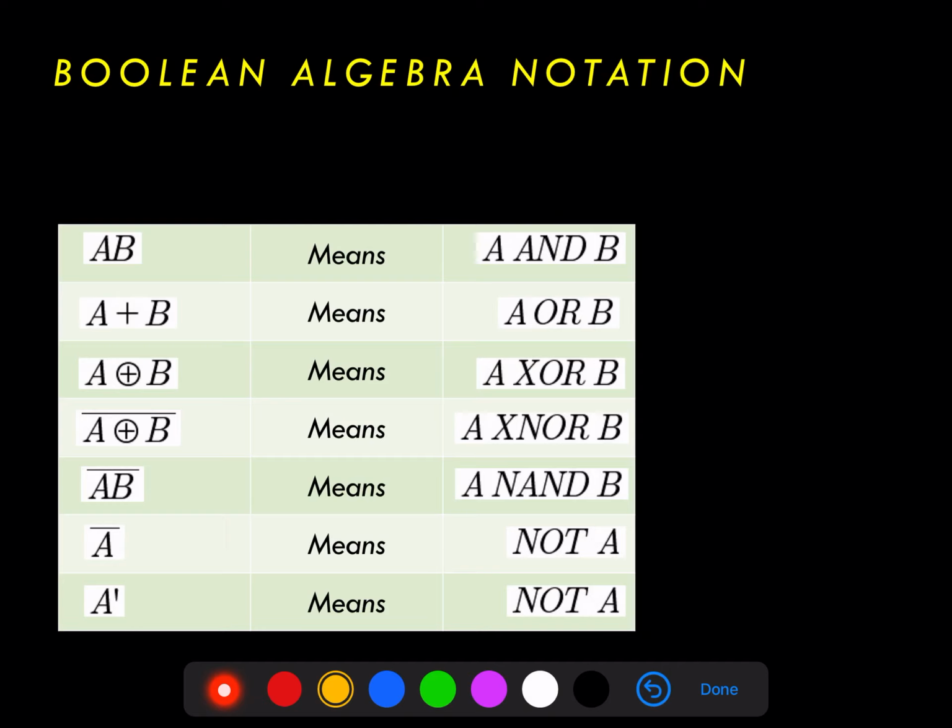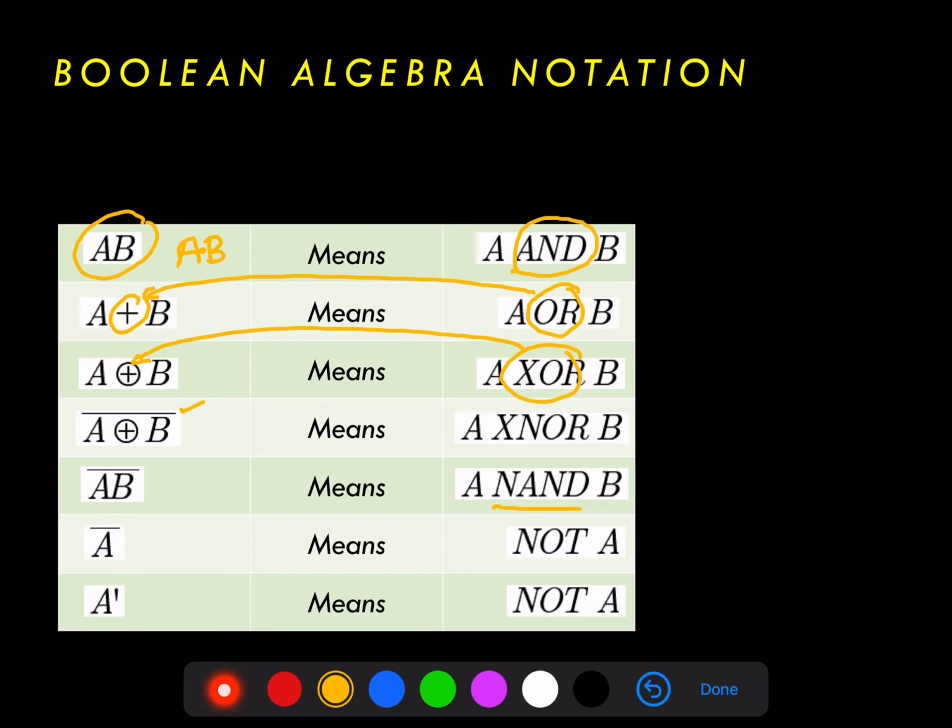Before we begin, though, let's take a look at what the symbols mean. We looked at before what the AND function is, and the AND function in Boolean algebra is represented simply by the multiplication sign, the dot, or in shorthand we represent it as two variables adjacent to one another with no dot. OR, on the other hand, is represented by the plus sign. XOR is represented by a plus sign with a circle around it. XNOR is simply XOR with an inversion bar over the top.